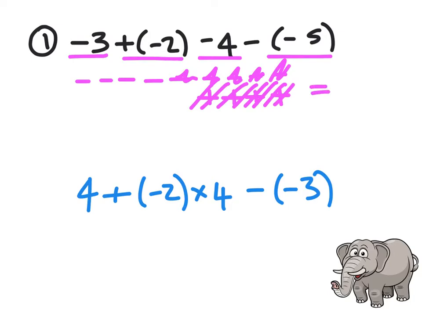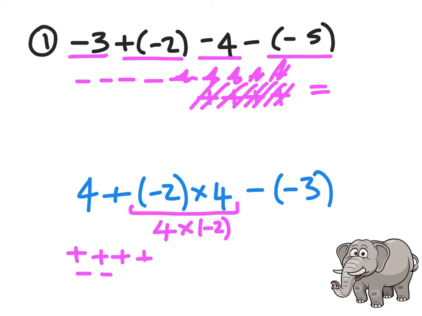With the second one, BODMAS says we need to do the middle part first of all. And remember, that can be swapped round to 4 lots of negative 2. So we start with 4. Then we need to add 4 lots of negative 2. 1, 2, 3, 4 lots of negative 2. Take away negative 3. You should get your answer.